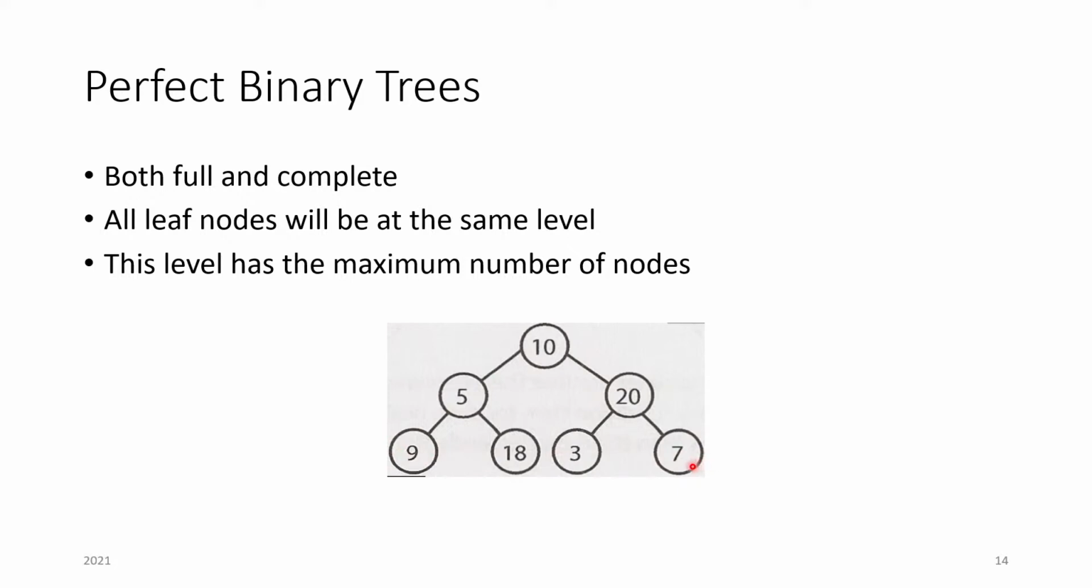So you will not have any node before your last level having 0 or 1 children. They will have the maximum number of children that can be allocated to them. And only at the last level will we have no children nodes.